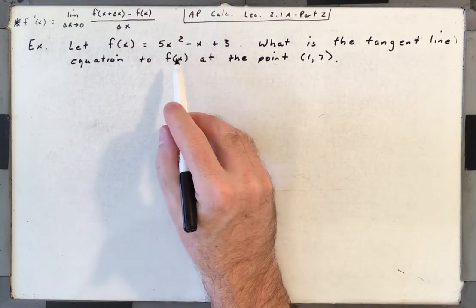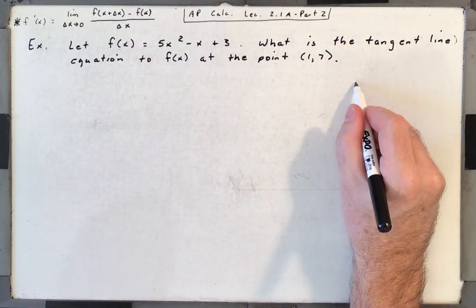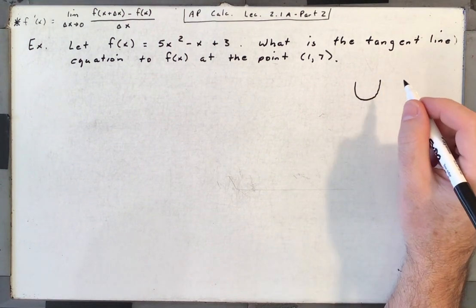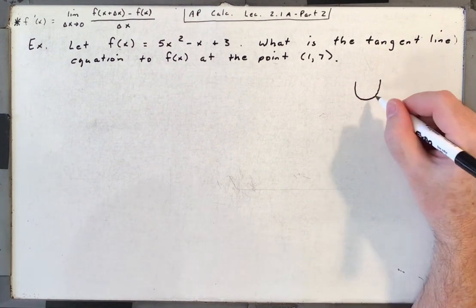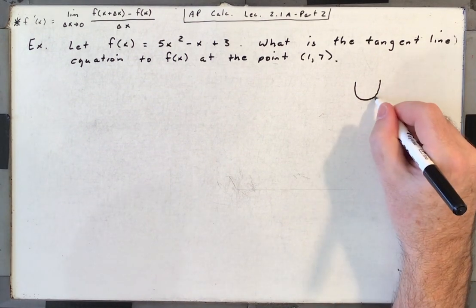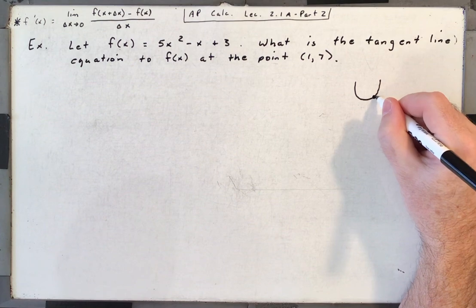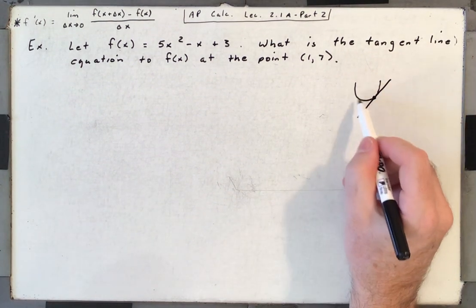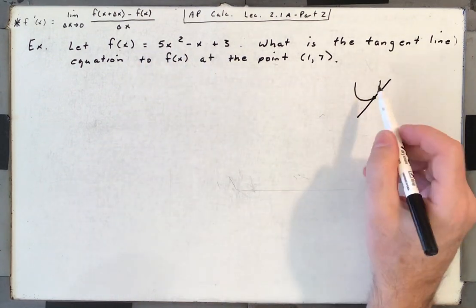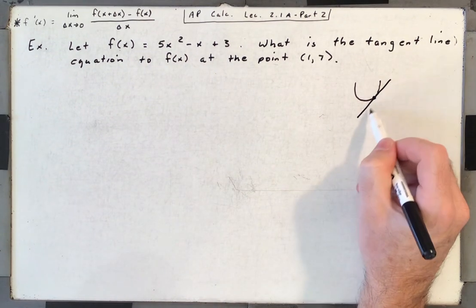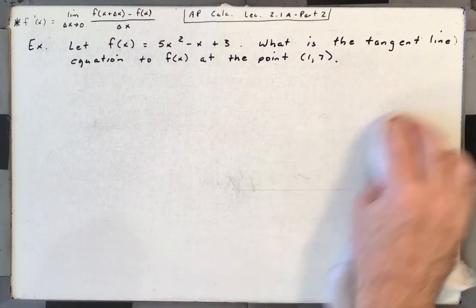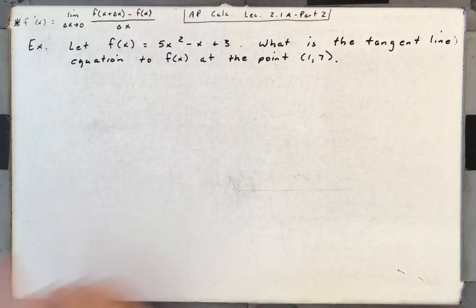So I'm going to erase this. I'm going to draw out what we're talking about. This is a parabola. And we're just asking, okay, what's the equation to the tangent line at, let's say, the point 1, 7, which is right here. We're trying to get the equation of that tangent line. So if that parabola is f of x at the point 1, 7, what's the equation of this line that's tangent to that parabola? That'll tell you the instantaneous rate of change at the point 1, 7.